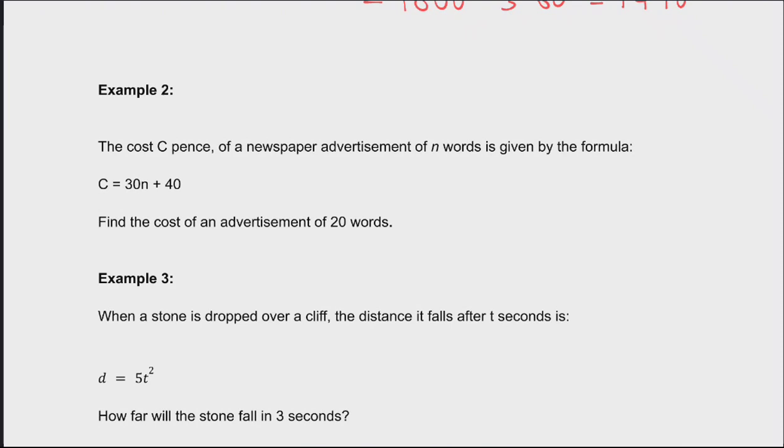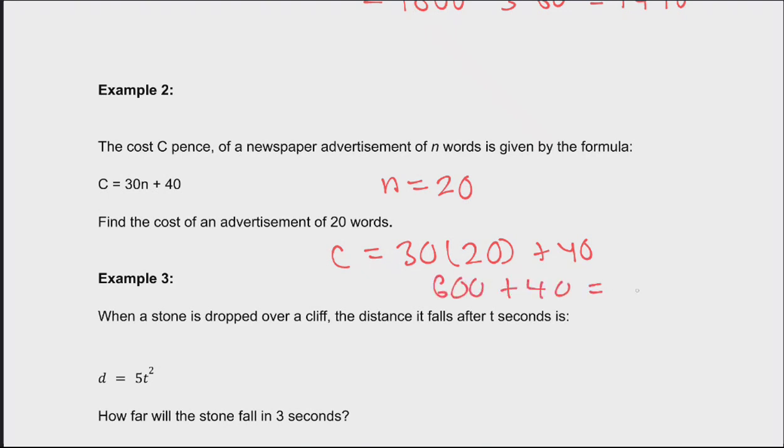Okay, so the next one: the cost, C, in pence, of a newspaper advertisement of n words is given by the formula C is equal to 30n plus 40. Find the cost of the advertisement of 20 words. That is basically saying, what is the cost when n is equal to 20? So we've got to substitute that in. C is equal to 30 times 20, add 40. The first thing we want to do is work out 30 times 20, and that is going to be 600. Then 600 plus 40 is equal to 640.